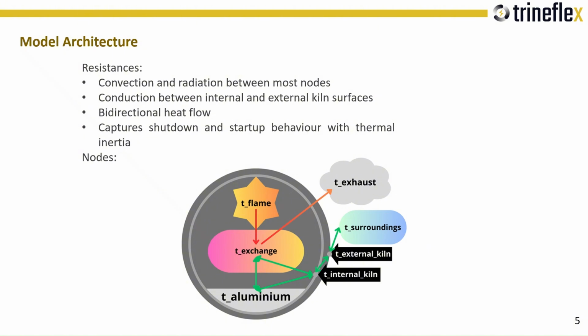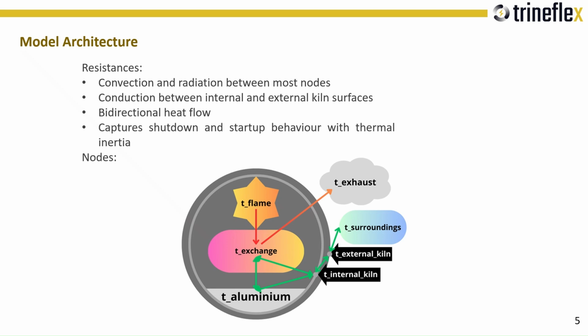Here you can see a schematic representation of how they are connected. The nodes are linked through thermal resistances. Most of these combine convection and radiation, while the resistance between the internal and external kiln surfaces is purely conductive. Heat can flow in both directions depending on the temperature gradient, which allows the model to capture shutdown, startup, and transient behavior.